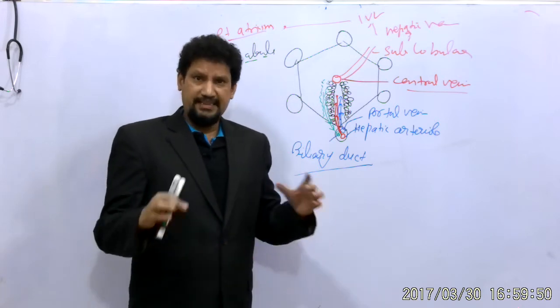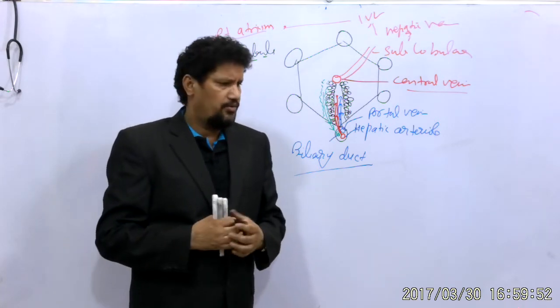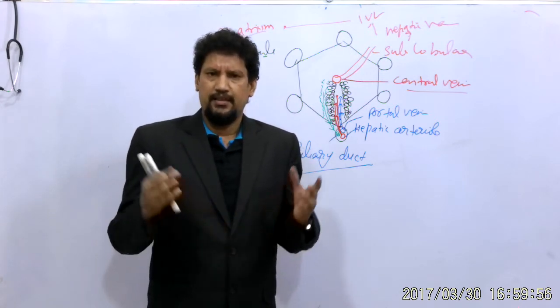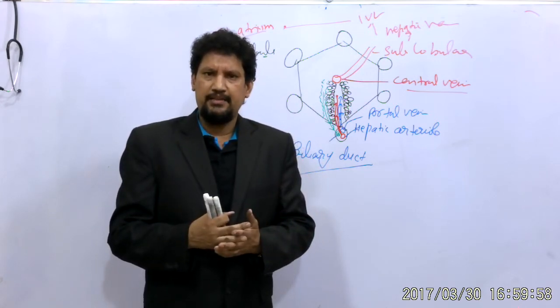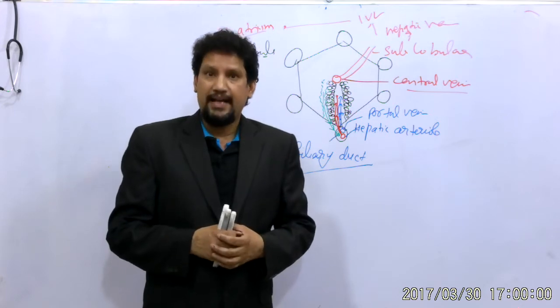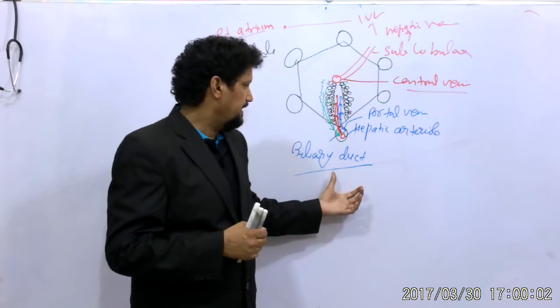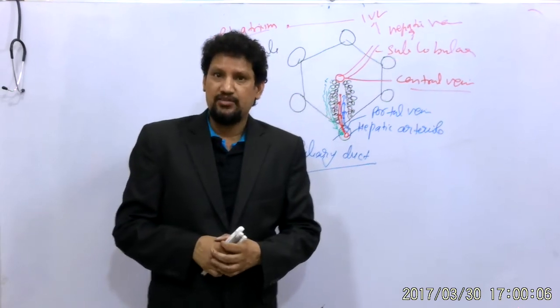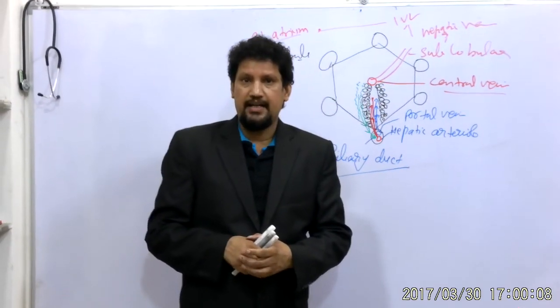There are some places, about 5, 6 or 7 places, where mixing of the portal venous blood and the vena cava blood takes place. In my next lecture, I will talk about the portocaval anastomosis or portosystemic anastomosis.